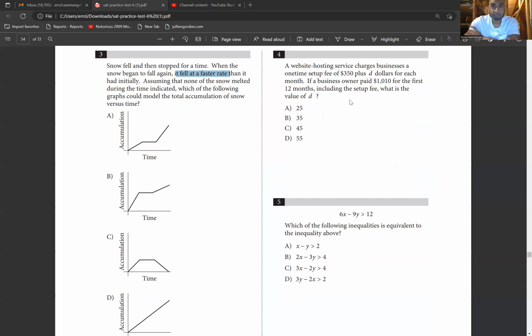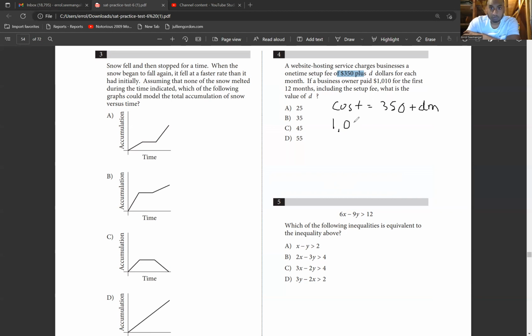4. A website hosting service charges businesses a one-time setup fee of $350 plus $D for each month. If a business owner paid $1,010 for the first 12 months, including the setup fee, what was the value of D? So for that one, cost would be 350 is the initial setup plus D times the number of months, and then that would equal 1,010.